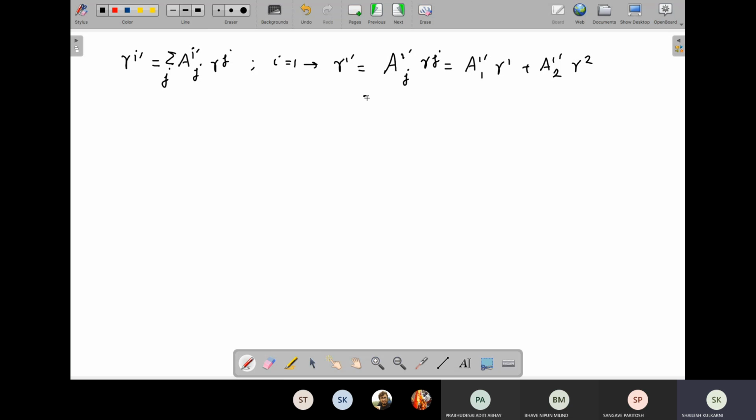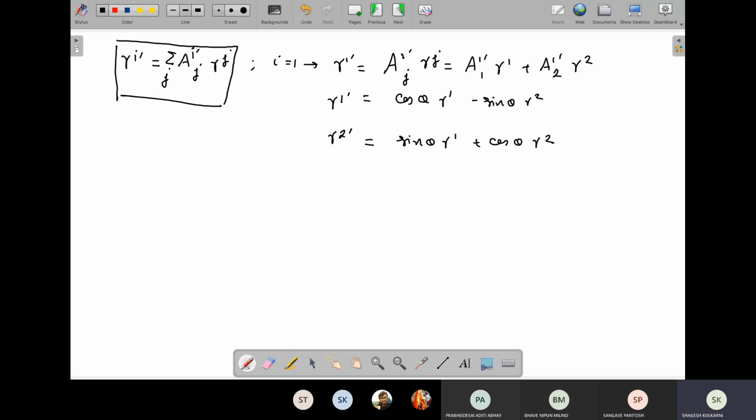So if you substitute that, you will get A1 prime 1, that is cos theta R1. A1 prime 2 will be minus sin theta R2. So this will be your R1 prime. Similarly, R2 prime will be sin theta R1 plus cos theta R2. Hence, we have verified: we have given one example of change of basis, and under the change of basis, how the vector components transform. We have verified that by using this example.